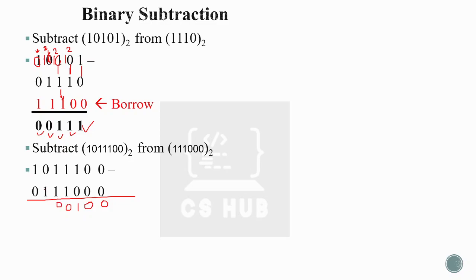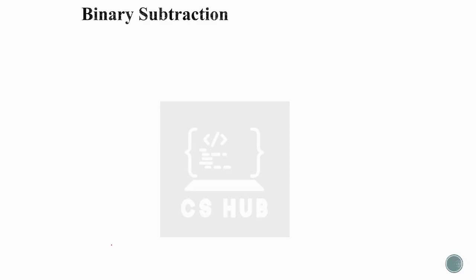Okay. Here, a 1 is subtracted from 0, which is not possible. So, we borrow a bit from this 1. And the 1 becomes a 0. And the 0 becomes 10, that is 2. When 1 is subtracted from this 2, we will get 1 as result. And when we subtract the 0, we will get 0 as result. 100100100 is the answer. Okay.